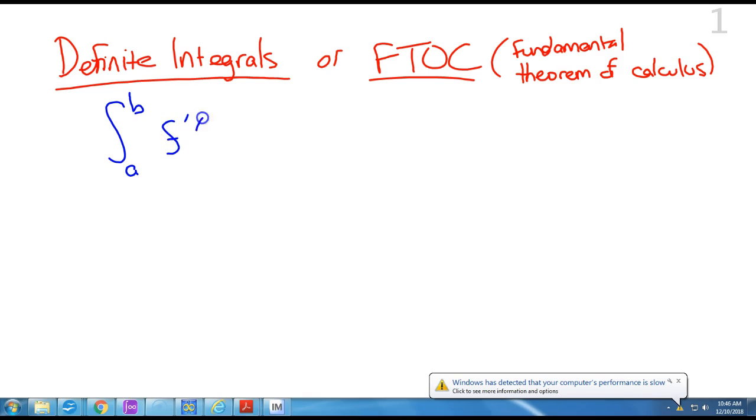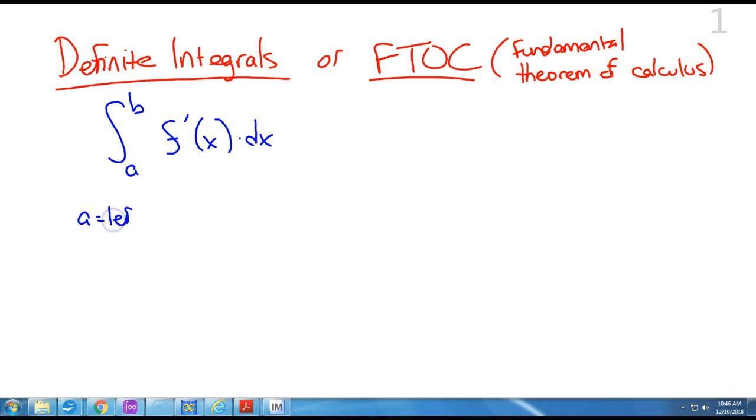So the integral of f prime of x times dx, let's say. A is the left-hand boundary. B is the right-hand boundary.